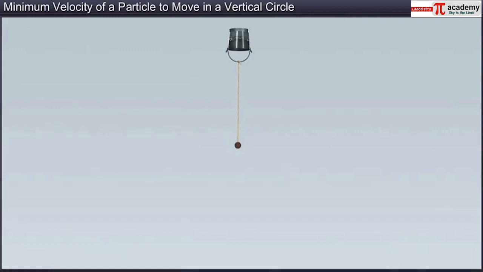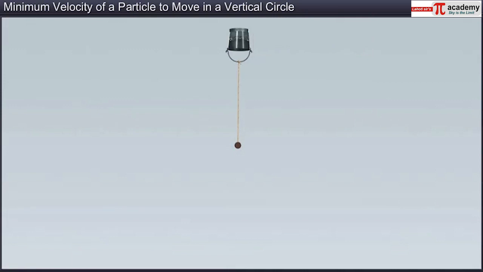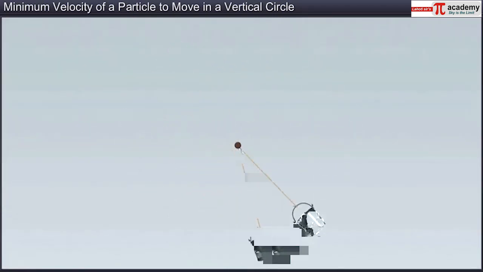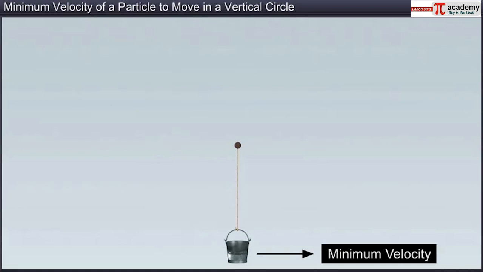The water does not spill out as the centrifugal force on the water inside the bucket is more than the weight of the water. However, the centrifugal force will be more than the weight of the water only above a certain minimum velocity. Let's see what minimum velocity is.